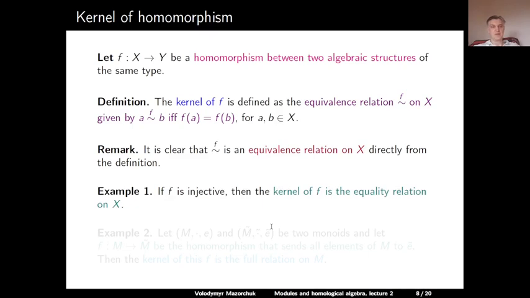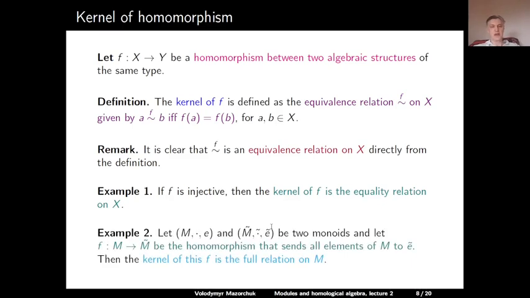Here is the first example. If f is injective, then the kernel of f is by definition the equality relation on X. Different elements of X are sent to different elements. Example 2. Consider two monoids M and M tilde, and let f be the map from M to M tilde which sends all elements in M to the identity element e tilde in M tilde. Then this is obviously a homomorphism, and the kernel of this homomorphism is the full relation on M, because all elements collapse to the identity.